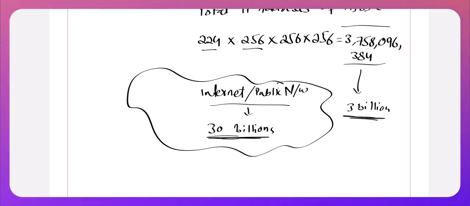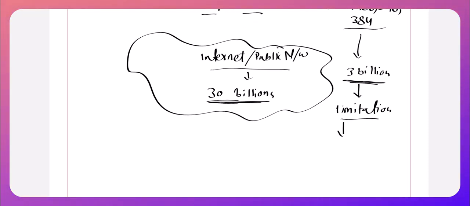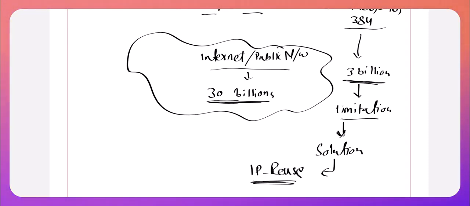By default it had a limitation problem. This limitation problem was expected. At that time the researchers were expecting this problem, looking at the internet growth, that in the near future we would face a lack of IP addresses. So they were thinking about a solution, and they found one. The solution was IP reuse.